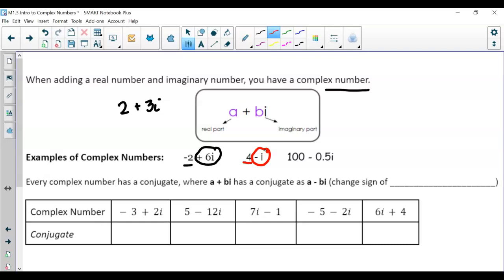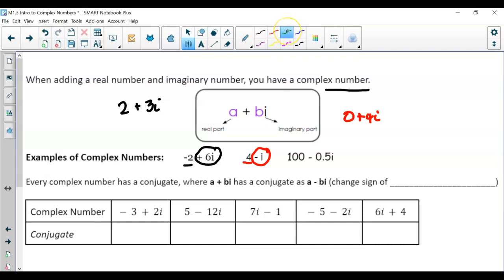Now, technically, you could also have a complex number where it's just like 4i, because what is the real number that's being added to our imaginary? Well, if nothing is here, then what represents nothing? 0. So that could be written as 0 plus 4i. So keep that in mind as well.